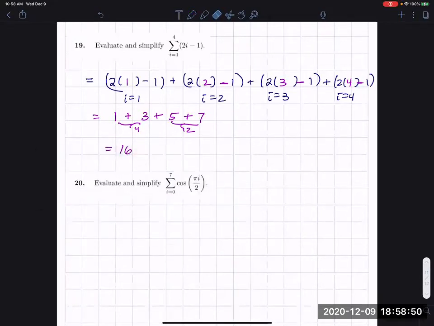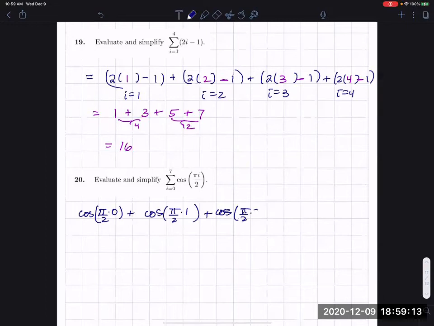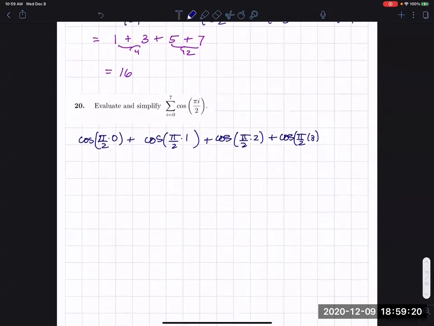The next one is just, I tried to make something which I thought was more fun, but that's debatable. I'm going to copy down the formula, cosine of pi over 2 times i. Well, I start off with i is 0. Then I'll have cosine pi over 2 times 1, cosine pi over 2 times 2, cosine pi over 2 times 3, cosine pi over 2 times 4.